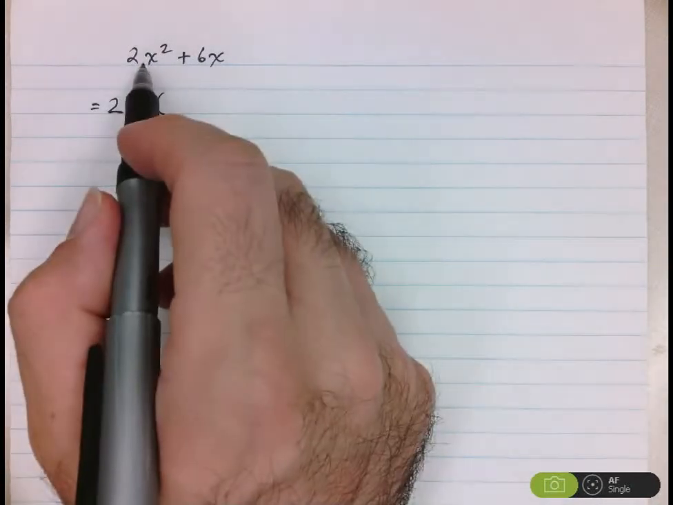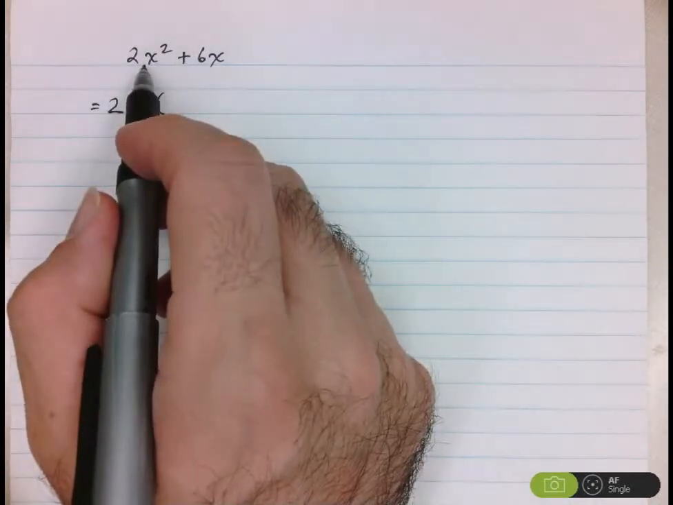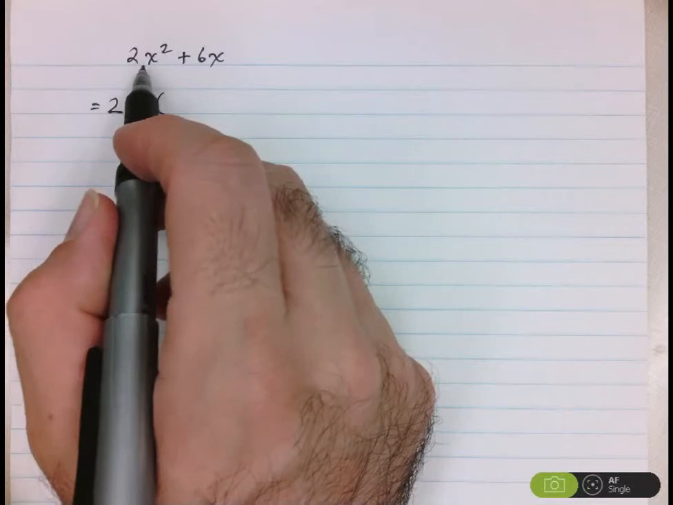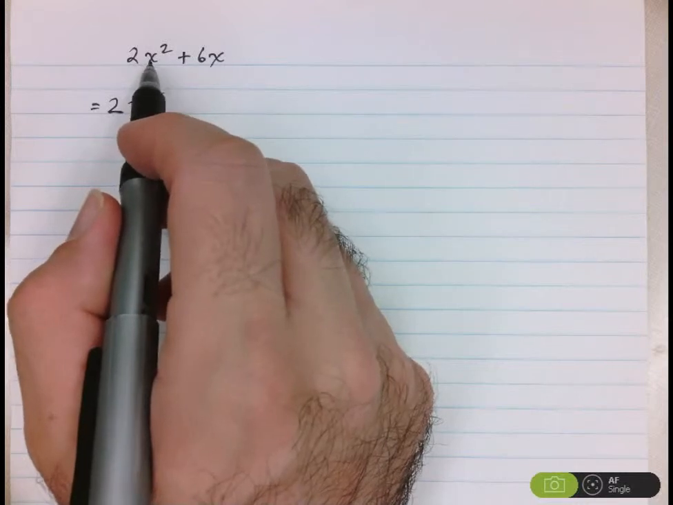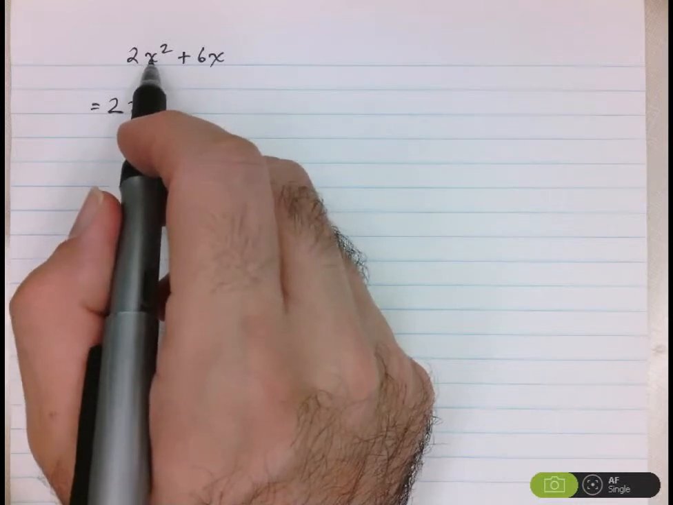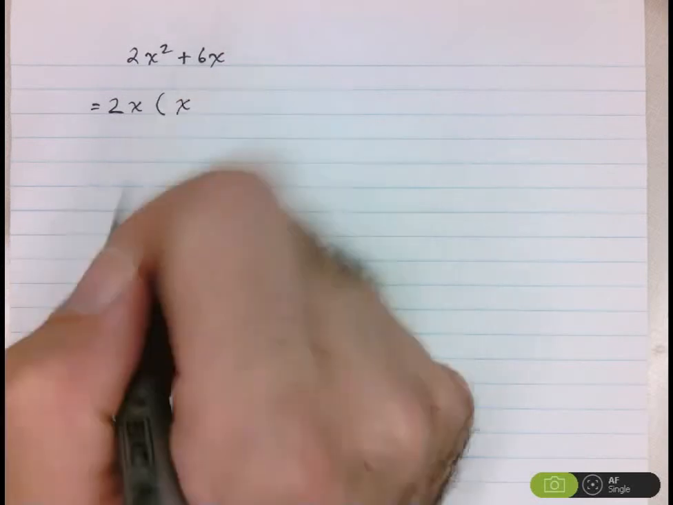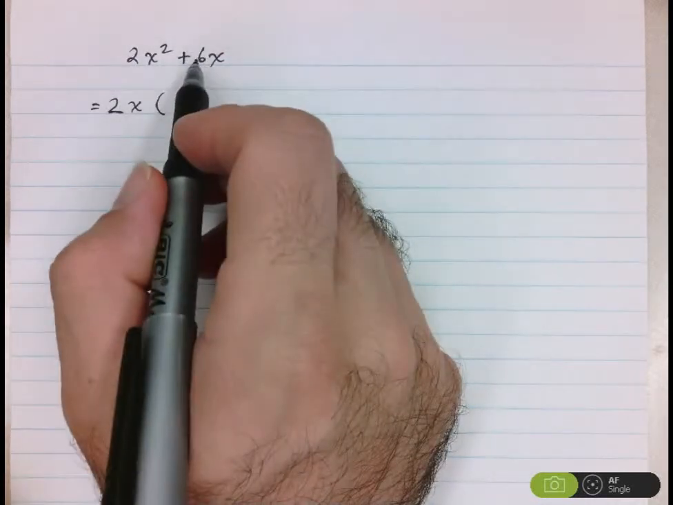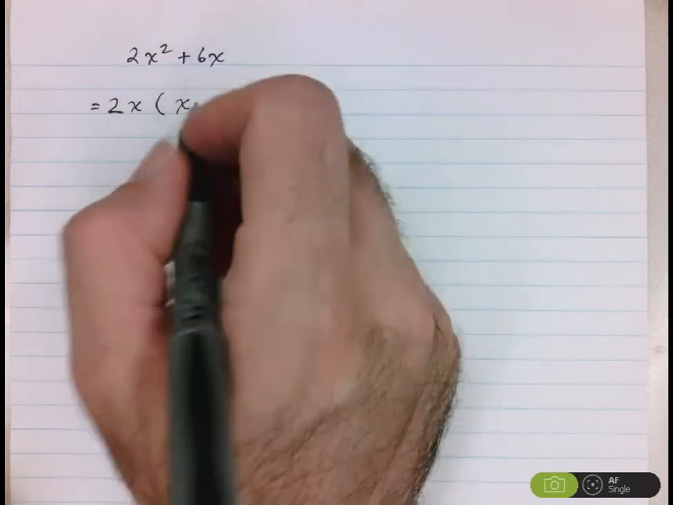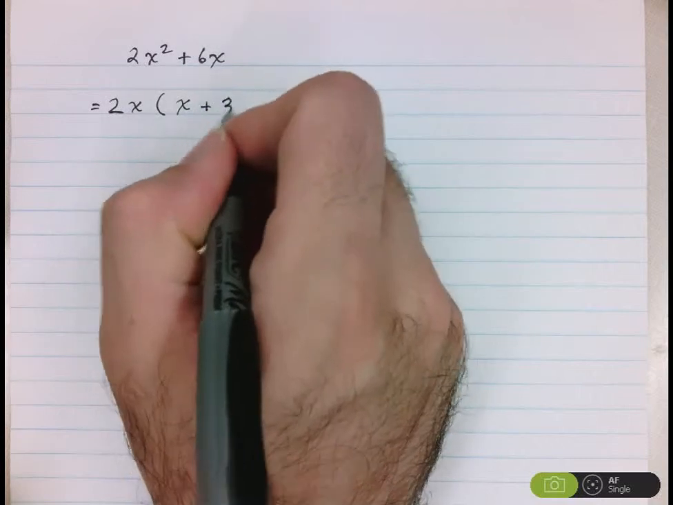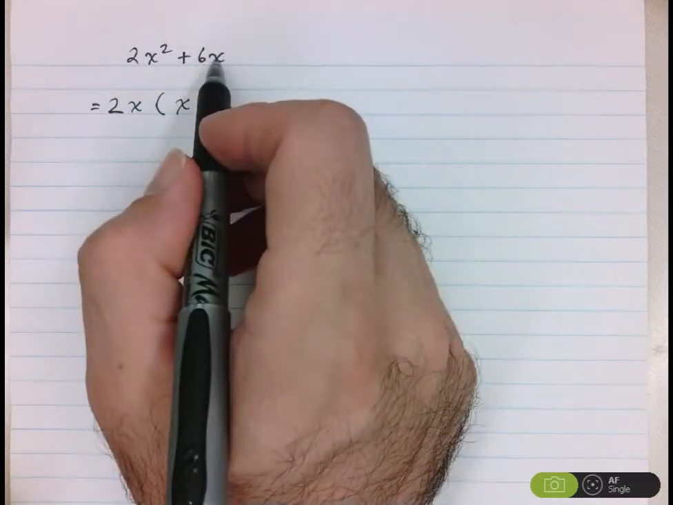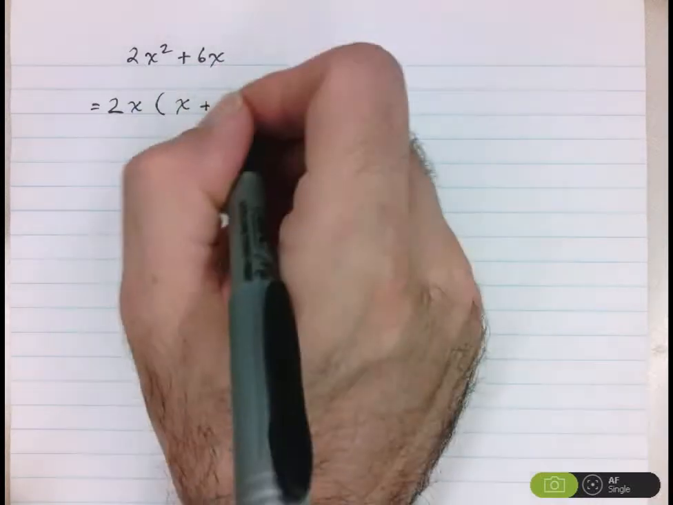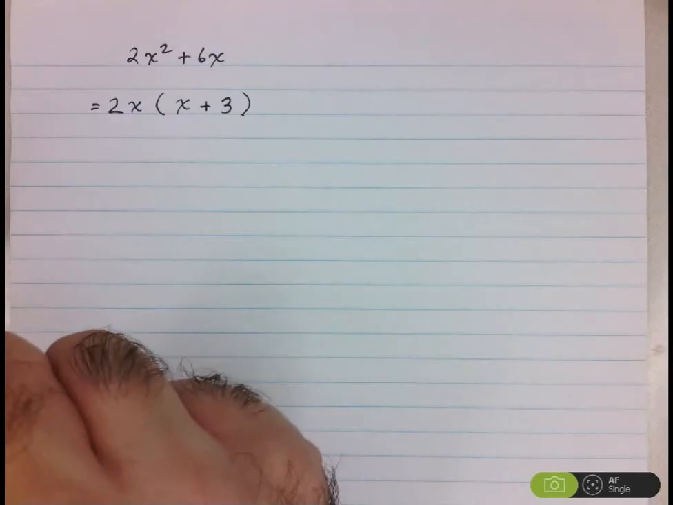So if I remove the factor 2x from the first expression, the numerical portion is just 1, so I don't have to write that down here. And I've removed one of the x factors, so I'm just left with x. And here, when I remove the factor of 2, 6 divided by 2 is 3, so plus 3. And I've removed the factor of x, so there's nothing left here. And that's my final answer.